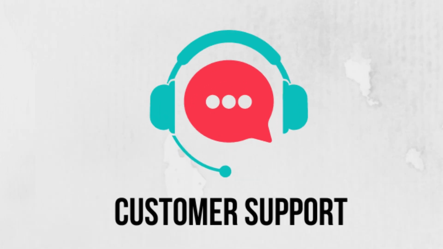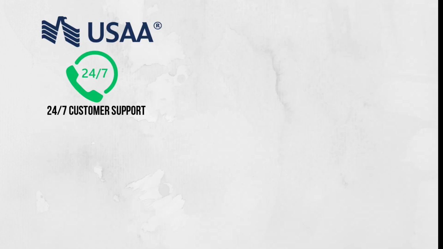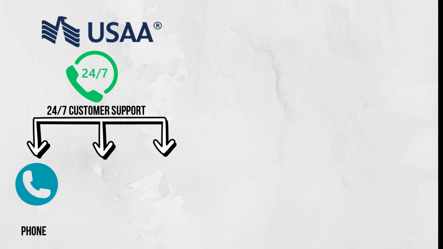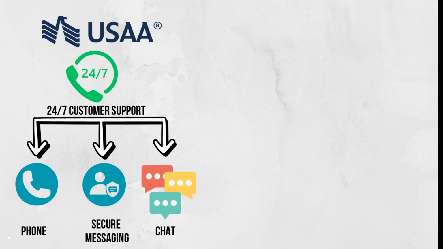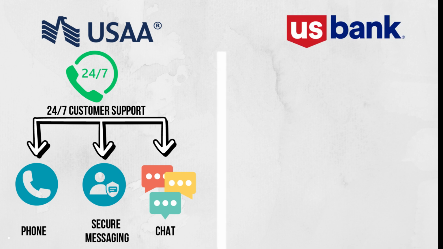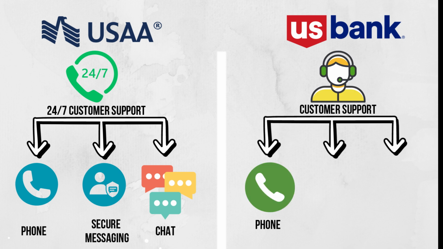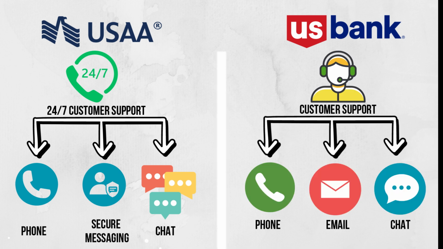Customer support. Effective customer support is essential for resolving issues and answering questions. USAA Mobile provides 24/7 customer support via phone, secure messaging, and chat. The support team is well versed in handling the unique needs of military members and their families. US Bank Mobile Banking offers customer support through phone, email, and chat. US Bank also has a wide network of branches for in-person assistance.